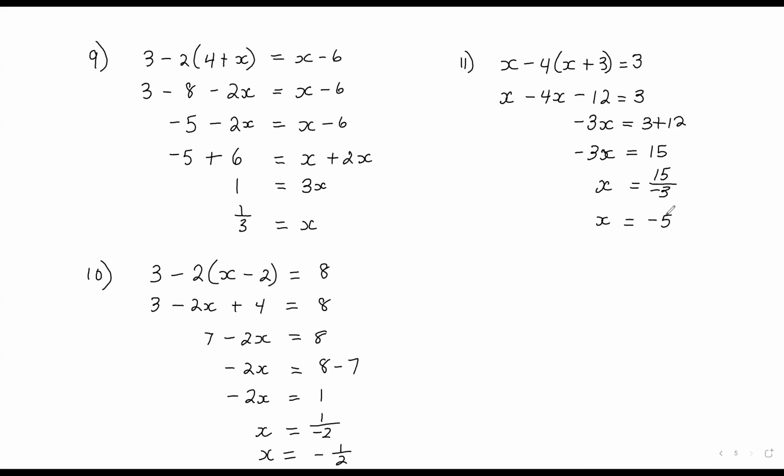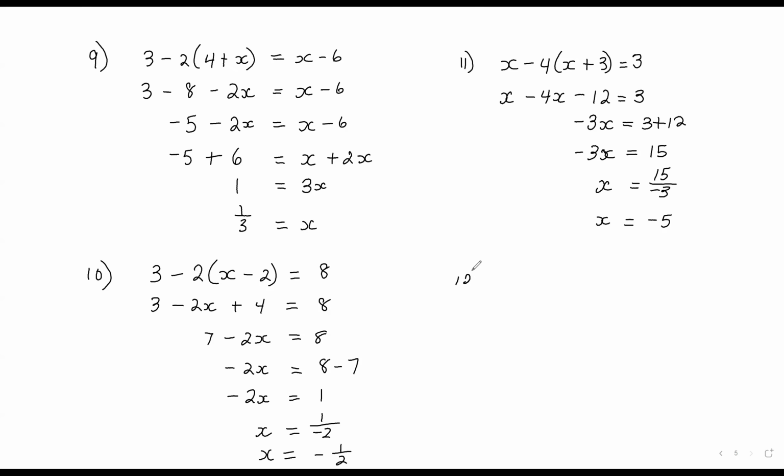Beautiful. And if we were to substitute -5 back into that equation, it'll be -5 take away 4 times -5 plus 3. Well, -5 plus 3 is -2, and -2 times -4 is +8, and -5 plus 8 will be 3. So it's correct. All right.